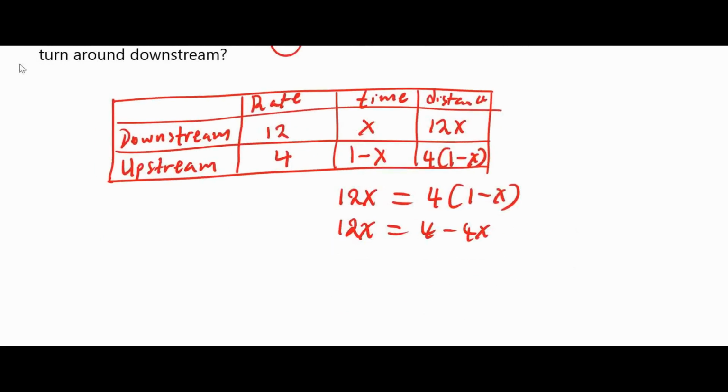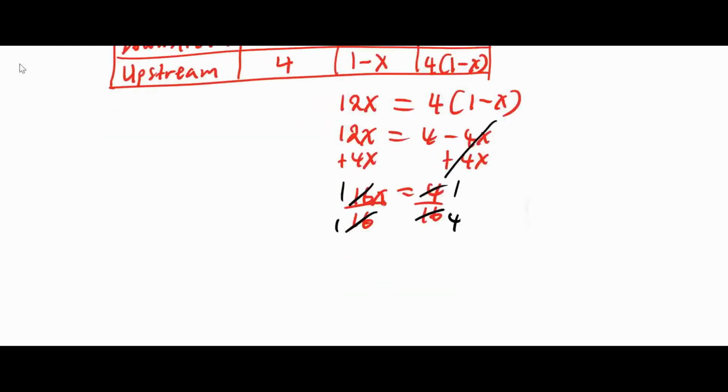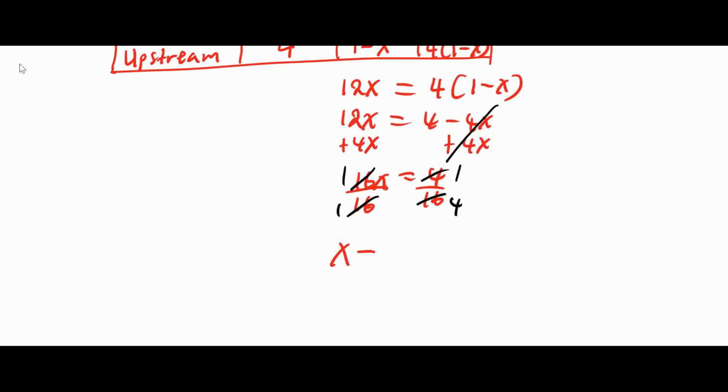So let's add 4x to both sides, plus 4x, and negative 4x plus 4x will just cancel, and 12x plus 4x will give us 16x equals 4, and so we can divide both sides by 16. 16 divided by 16 is 1, 4 divided by 4 is 1, 16 divided by 4 is 4. Therefore, x is equal to 1/4.